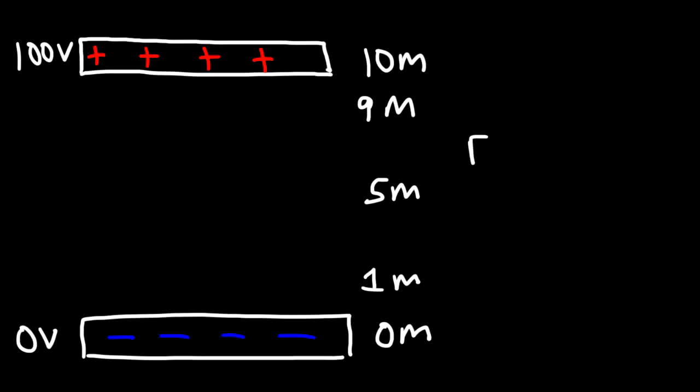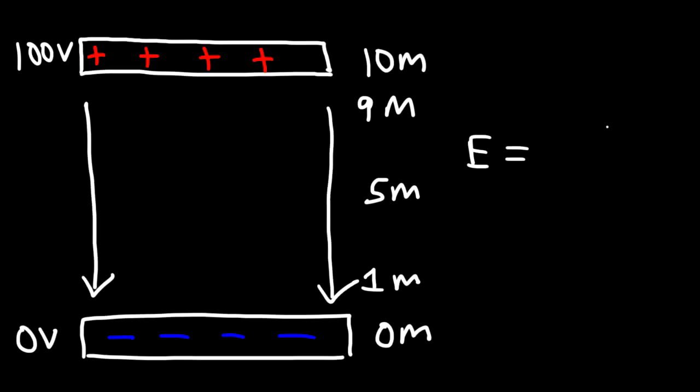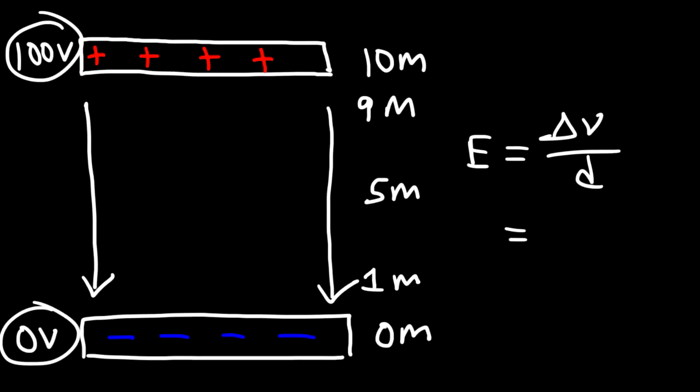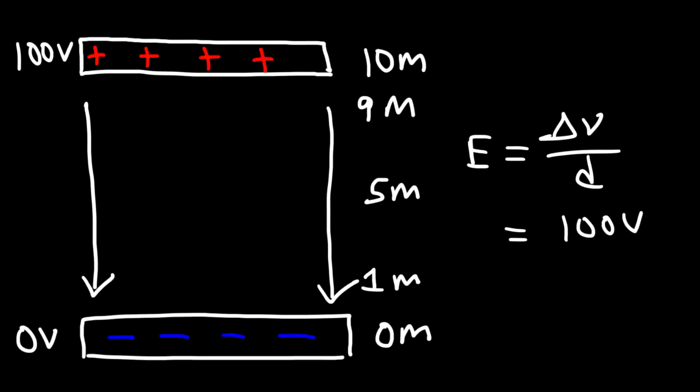Now the strength of the electric field is going to be the voltage divided by the separation distance. So the voltage, as we said before, which is the difference in the electric potential between the two plates, that's 100 volts, divided by a separation distance of 10 meters. And so 100 divided by 10 is 10. So what this means is that the potential should change by 10 volts every meter.